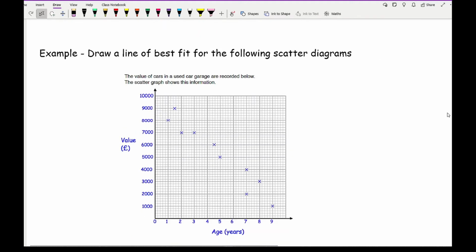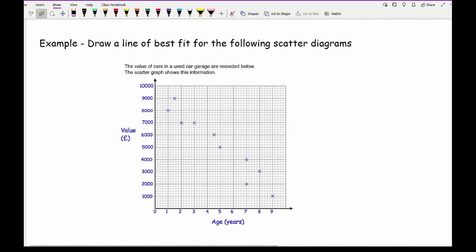So let's have a look at some examples. Let's take the original example that we did at the start of the video. Here we've got a scatter diagram that shows the value of cars in a used car garage. What we're going to do is draw a line of best fit to represent this data. Before I get started, let's just count how many points we've got.